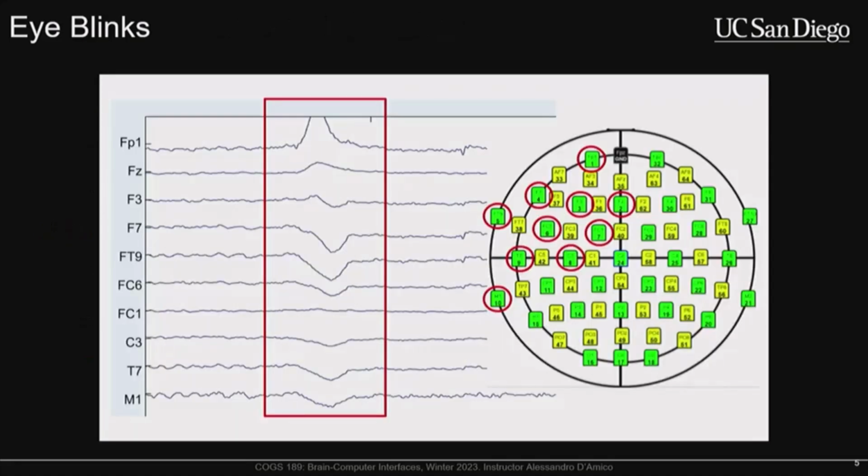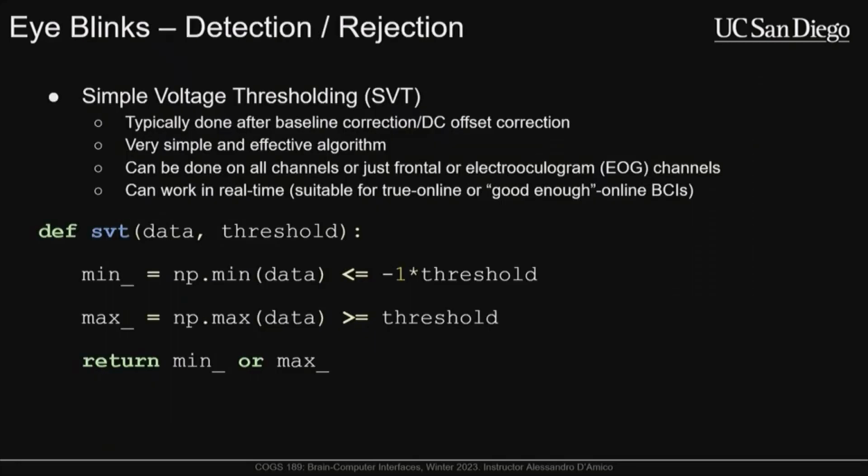You can't even see the peak of this first one because it goes off screen. It's so big. So setting the actual threshold can be difficult. Typically, you want to do this subject by subject. What you can do is, at the start of an experiment, have the subject blink a few times and record what the threshold is.